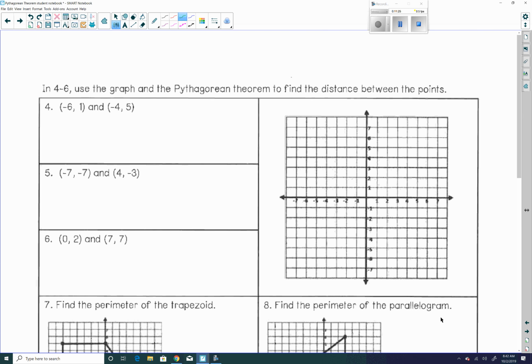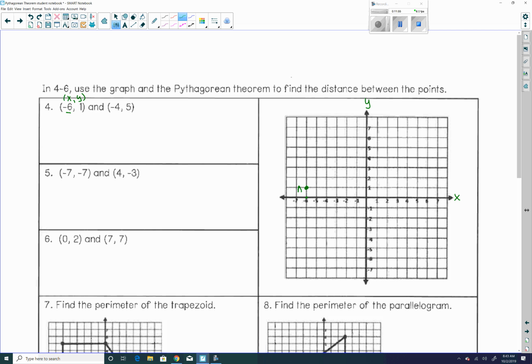use the graph and the Pythagorean theorem to find the distance between points. So they want us to graph a point, and you'll notice that we have a full Cartesian graph here, okay? So the first one, they always give us our coordinates as x comma y. So x is always our right left, y is always our up down. So if I'm going to go x is -6, I'm going to come out here to -6. That's where x is -6, and then I'm going to go up to 1. That's where my first point is.